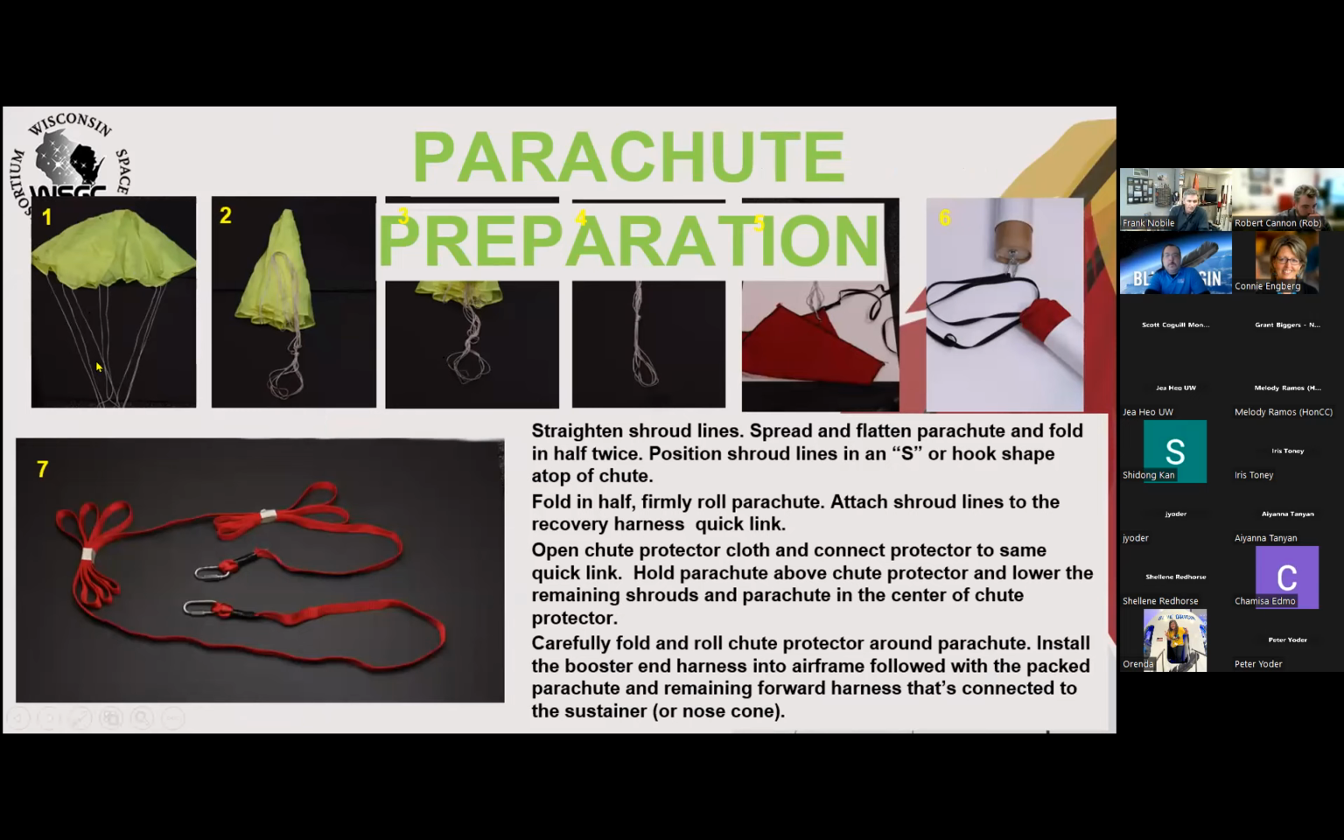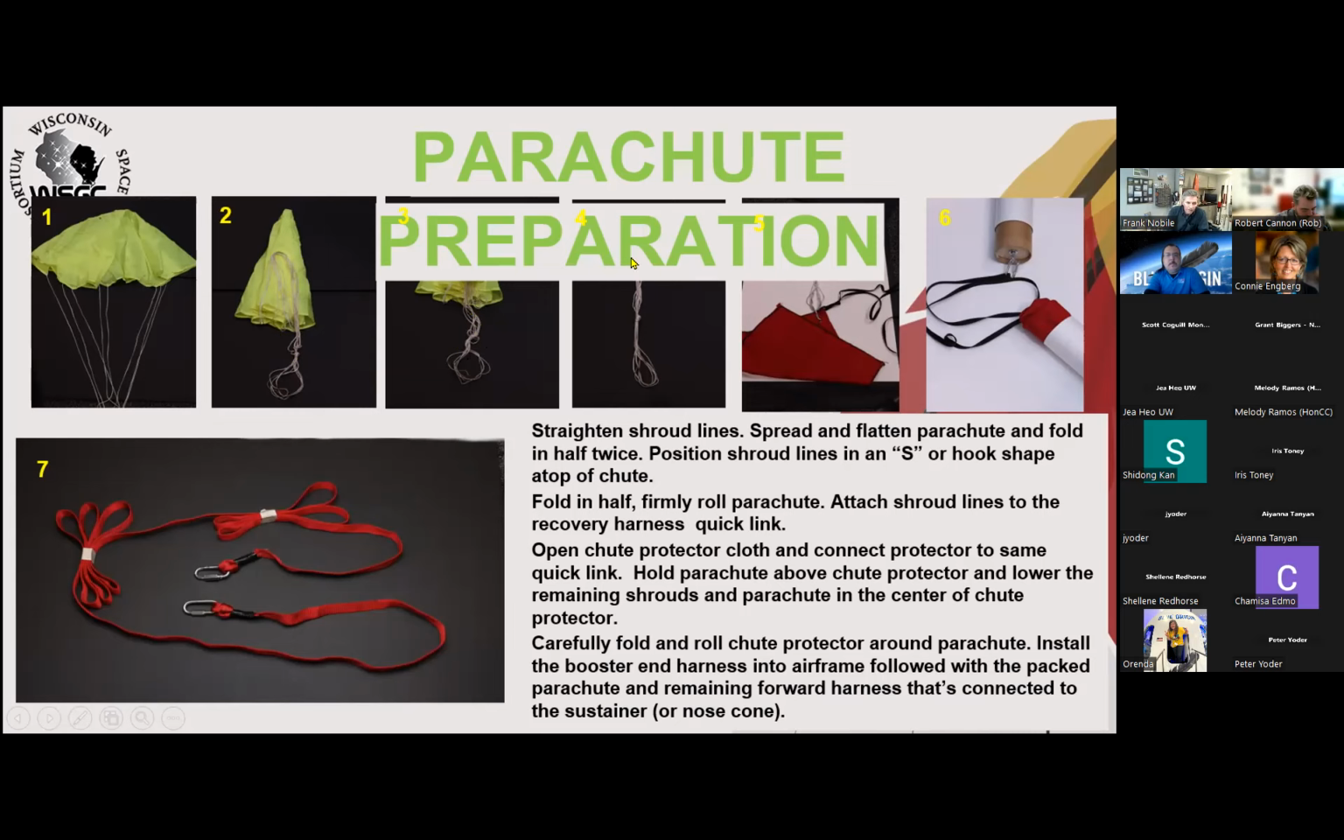Avoid tangling these shroud lines. These are called shroud lines coming off the canopy of your chute. But the typical way is to fold it 3 or 4 times laterally. Do a little S curve with your shroud lines. And this thing is way too big for my screen.